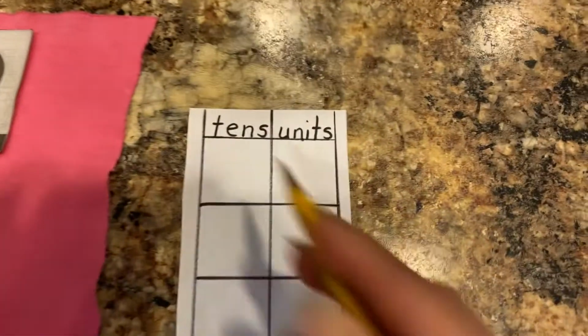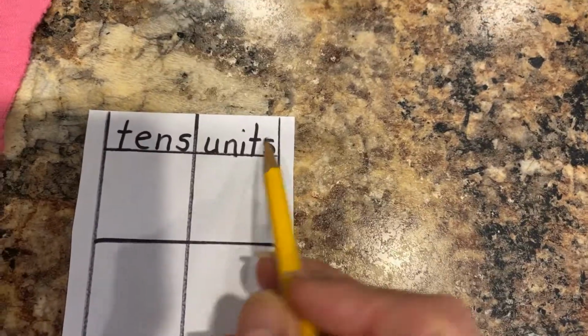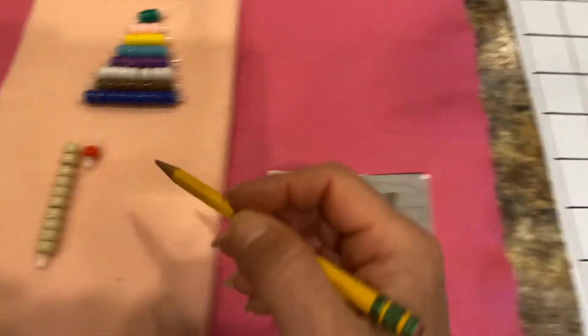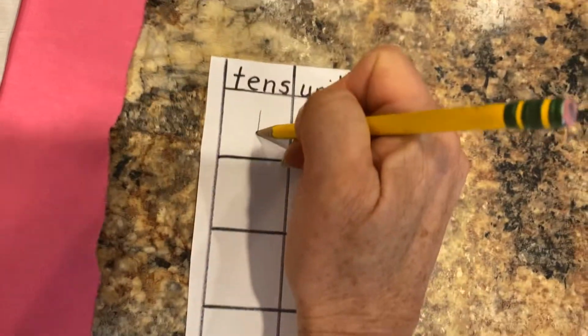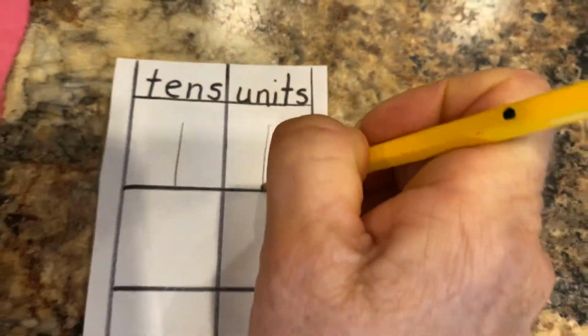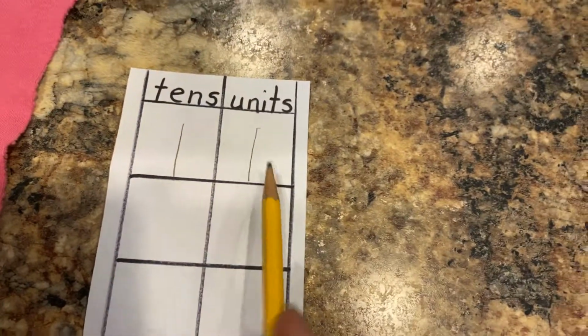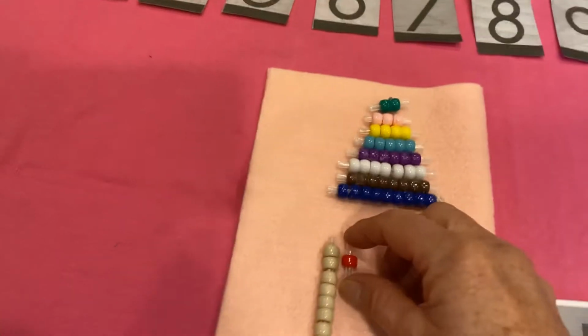Here's some paper I made up. It says tens on this left side, and it says units on the right side. So we know we can record now. We have 1 10 bar in the tens place, so I can write 1 in the tens place. And we have 1 unit in the units place, so I can write 1 in the units place, and that says 11. Okay, let's put this 1 back and put this 1 away.